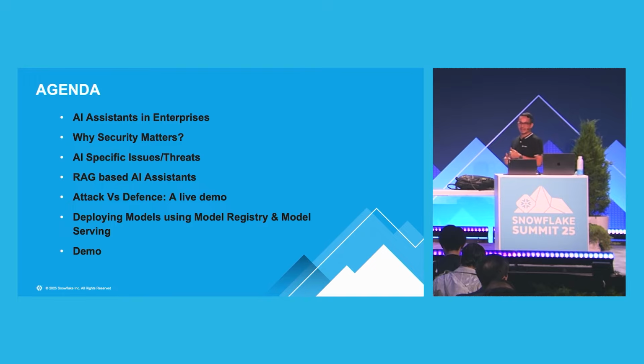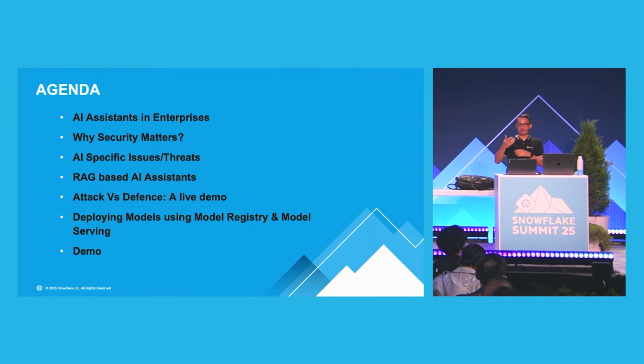So this is a quick agenda for this talk. First, we will go through a little introduction about AI assistants in enterprises, then why security matters, and then we will see some of the specific AI issues or threats that generally happen in all of these applications. Then we will go over RAG-based AI assistants and the general architecture they follow. And then we will quickly see a demo of attack versus defense.